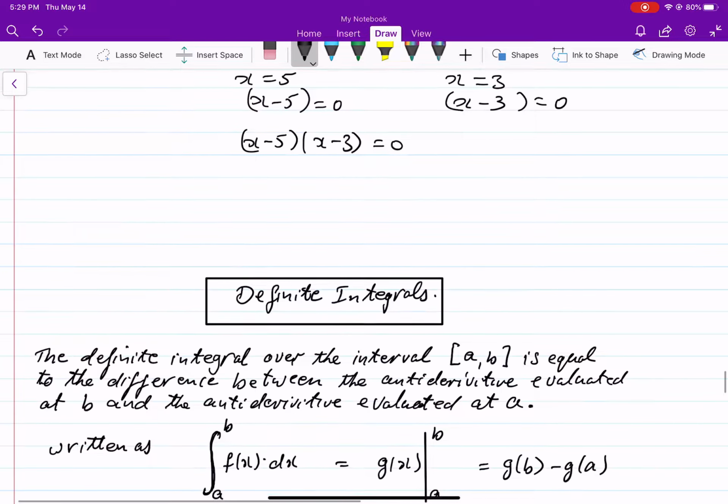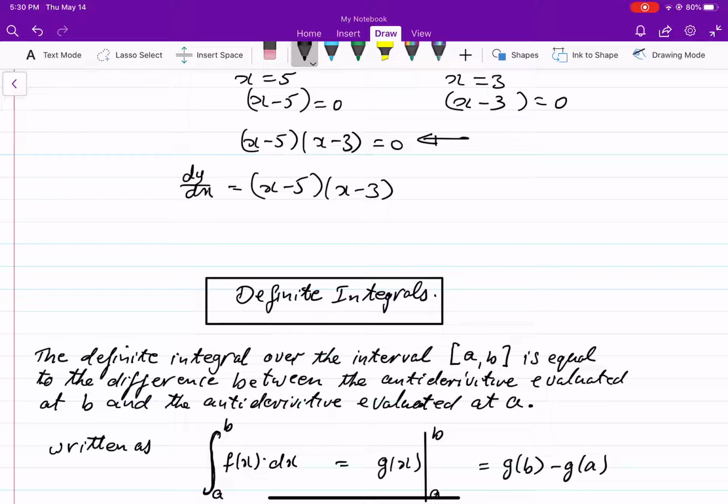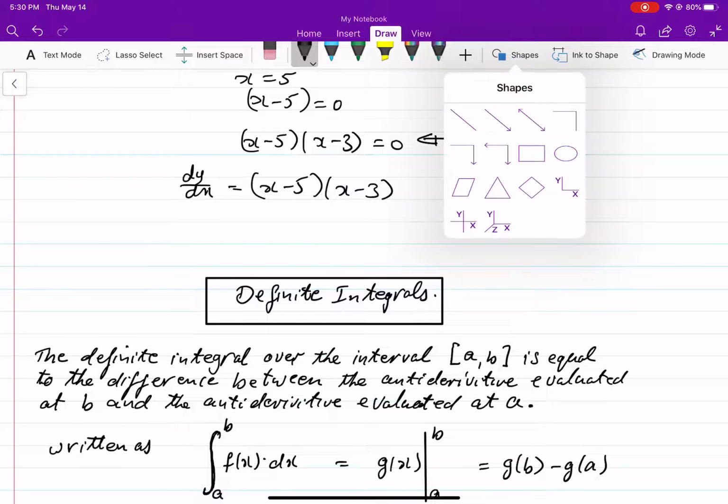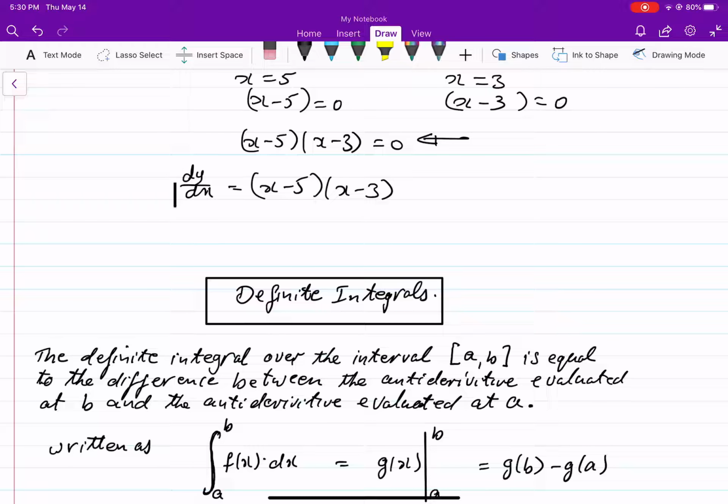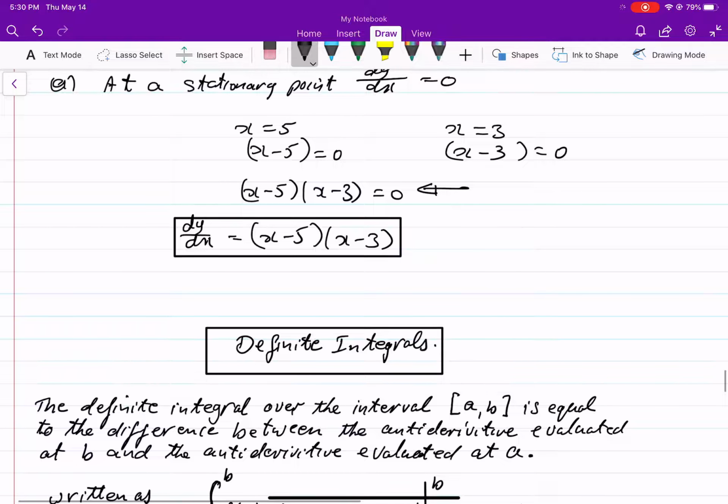So they want the dy dx expression. I'll simply write dy dx is equal to x minus 5 times x minus 3. Because remember, you have to set dy dx equal to 0 and solve for x to get the x coordinates of the stationary points. So if I reverse that process, I should be able to get my dy dx. So that wasn't so difficult. Take the x coordinates of the stationary points, create the factors. From the factors, create the dy dx expression. That's worth 2 marks.